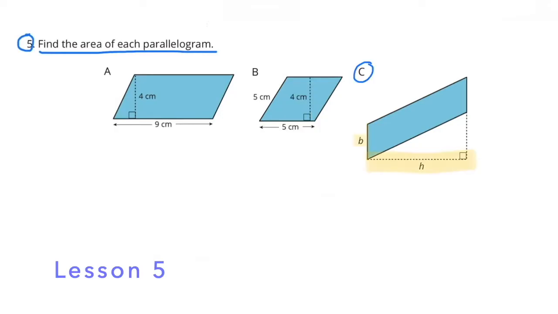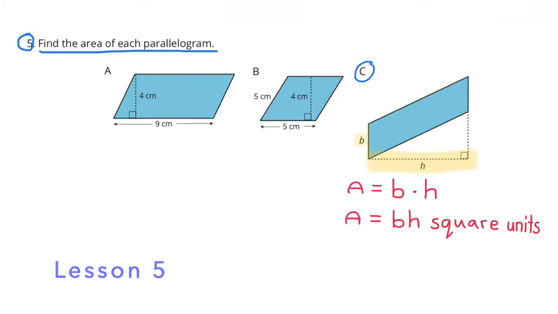C. They've identified the base as B. The height would be at a 90-degree angle compared to B. H is the height and B is the base. Base times height equals the area. The area equals B times H, or BH square units.